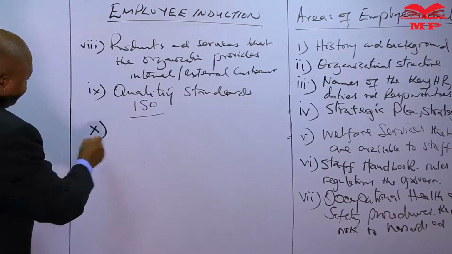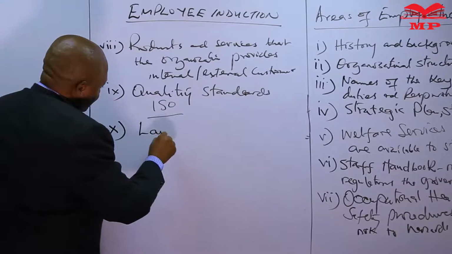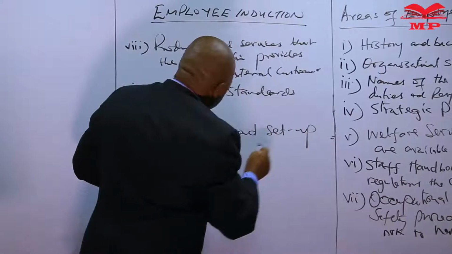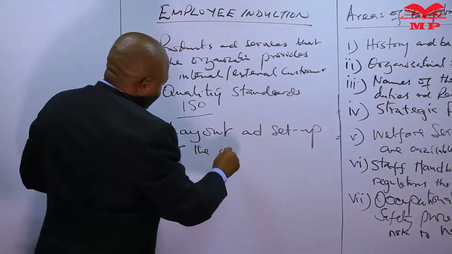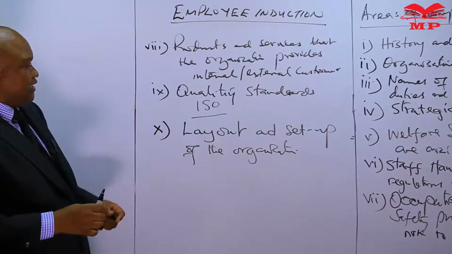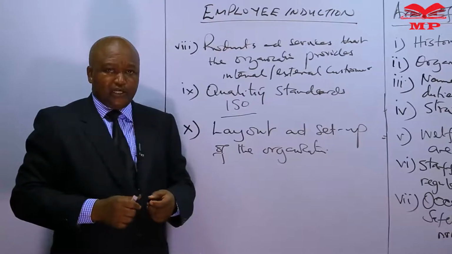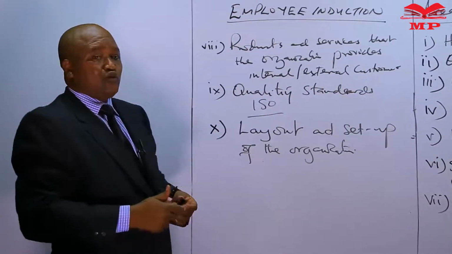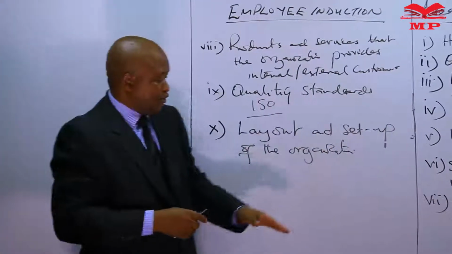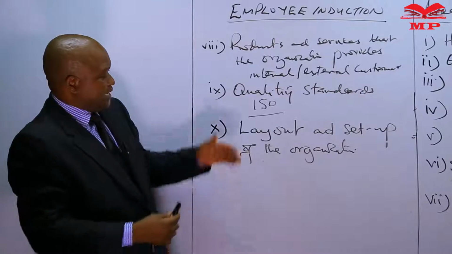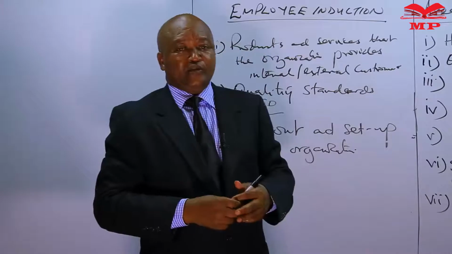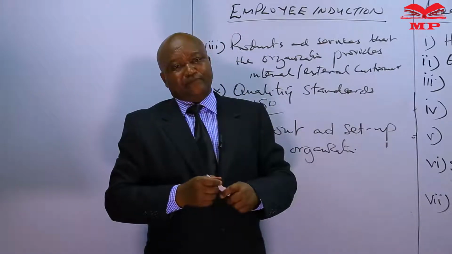Then finally, the employee may be oriented through the layout and setup of the organization, which helps the employee to be able to move around the organization, to be able to do things without having to consult others, because they have a picture, they have a map, they have a setup of how the organization operates, and when they start working, they can work well with the other colleagues, the other sections, the other departments within which they are supposed to get their work done.